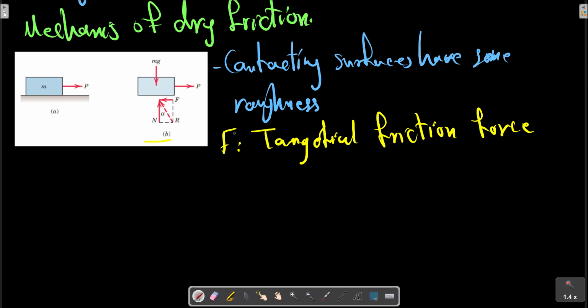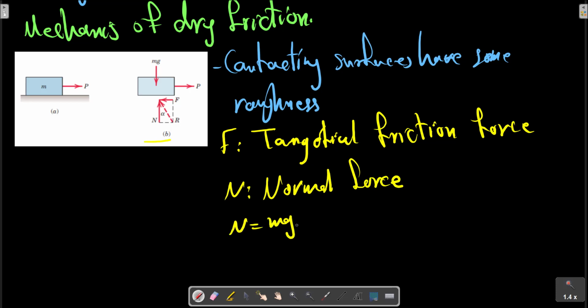The friction force acting on the body will always be in a direction to oppose motion or tendency toward motion of the body, as we said before. There is also a normal force, which in this case equals mg. And the total force exerted by the supporting surface on the block is the resultant of N and F.